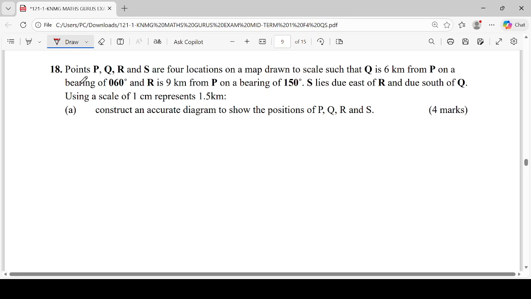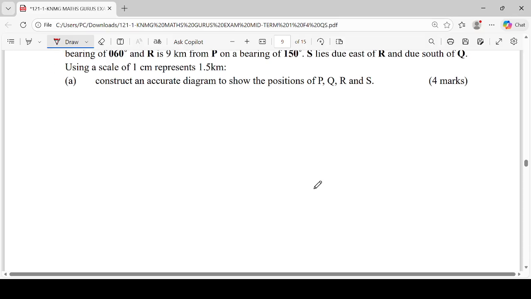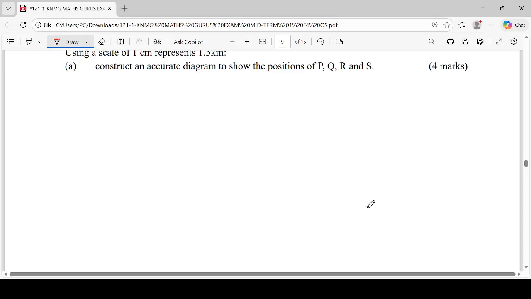Now, points P, Q, and R are 4 locations on a map drawn to a scale such that Q is equal to 6 centimeters from P on a bearing of 60 degrees, and R is 9 kilometers from P on a bearing of 150 degrees. S lies due east of R and due south of Q. Using a scale of 1 centimeter representing 1.5 kilometers, part A, construct an accurate diagram to show the positions of P, Q, R, and S.